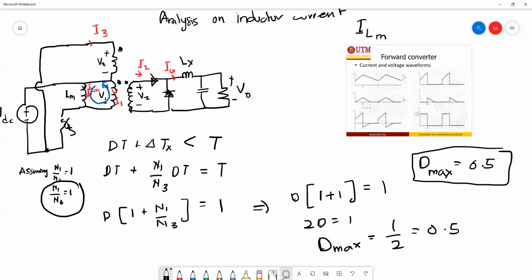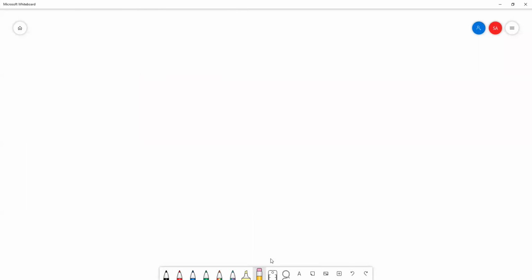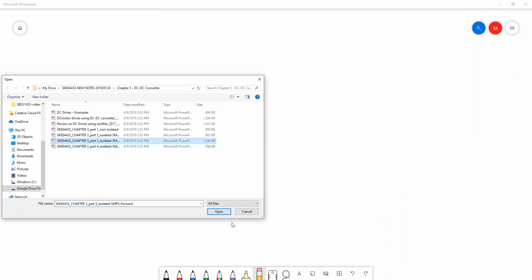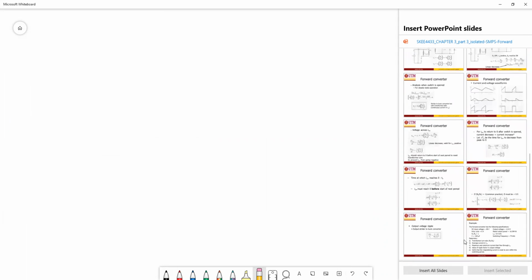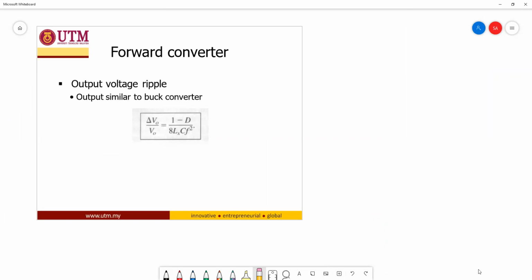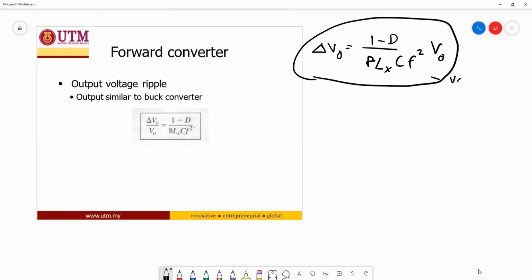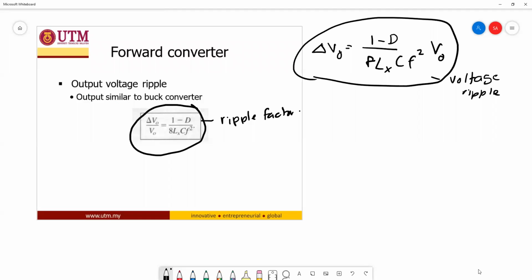Next we go for the ripple voltage. The ripple voltage for this Forward converter is no different from the buck converter, because the Forward converter is a buck converter with isolation. Just referring to our slide, the output voltage ripple is delta V out equal to 1 minus D over 8 L CF f squared, or delta V out over V out. D is a unit, and this is the ripple factor.